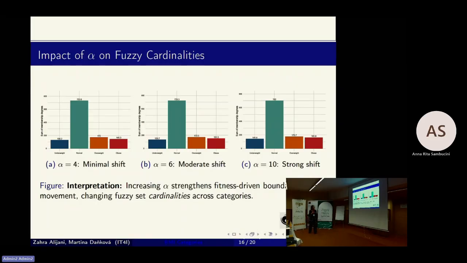Here, as I mentioned, alpha is the parameter for transformation. When we have alpha at 4, we have the minimal shift, and you see the different bars for underweight, normal, overweight, and obese. For alpha 6, it is a moderate shift, and when alpha is 10, it is a strong shift, changing fuzzy set cardinalities across the categories as alpha increases.